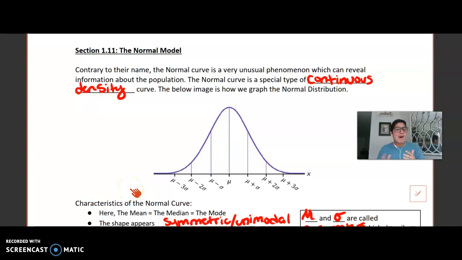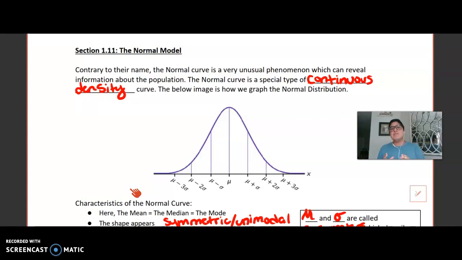Alrighty, now the moment we've all been waiting for, the normal model. This lesson will focus on the basics of a normal model, and then in the next lesson we'll actually talk about using it to find proportions of data. Now, the normal model, contrary to its name, is a very unusual phenomenon which can reveal information about the population.